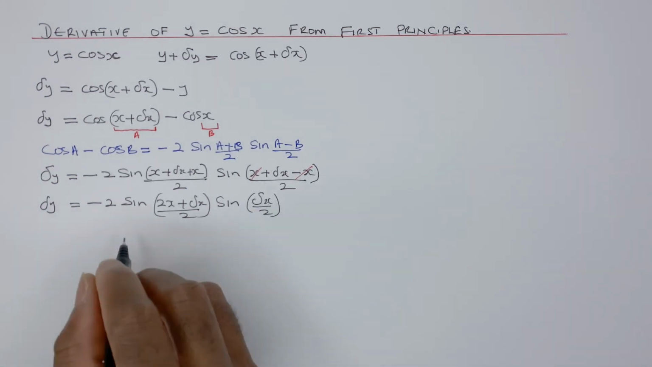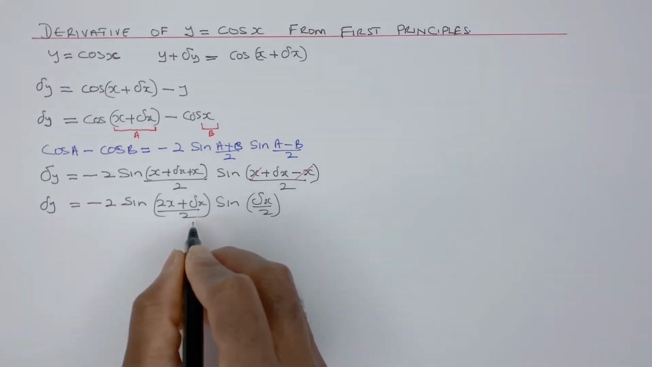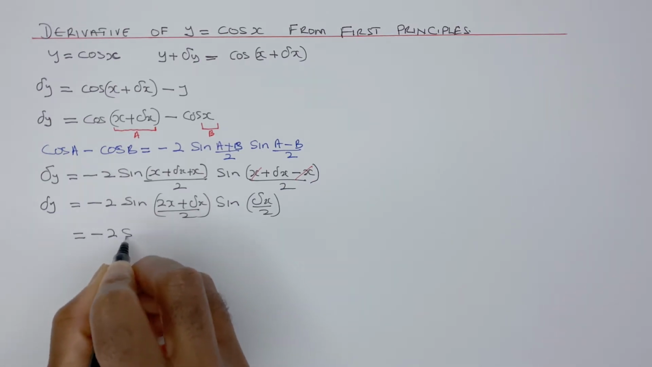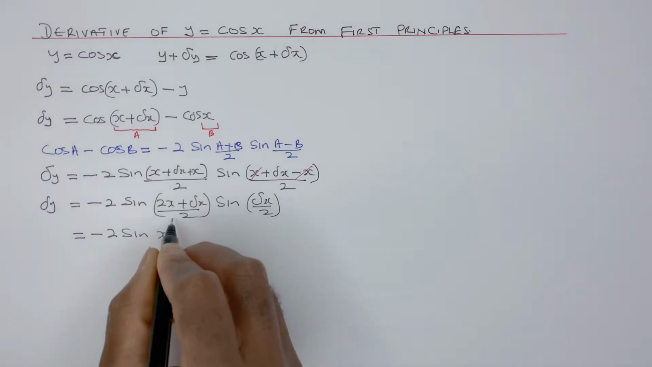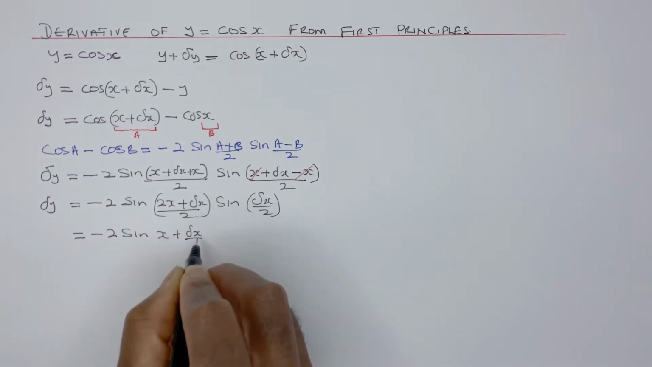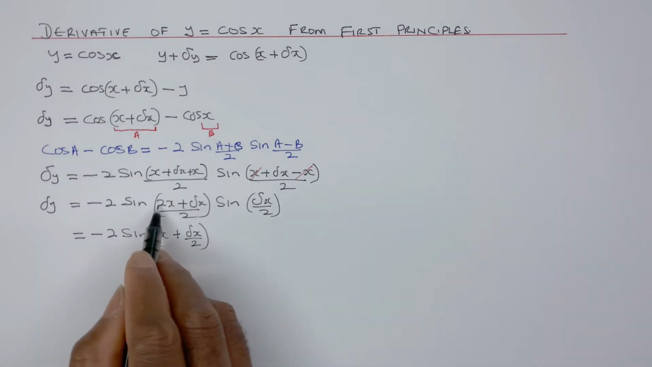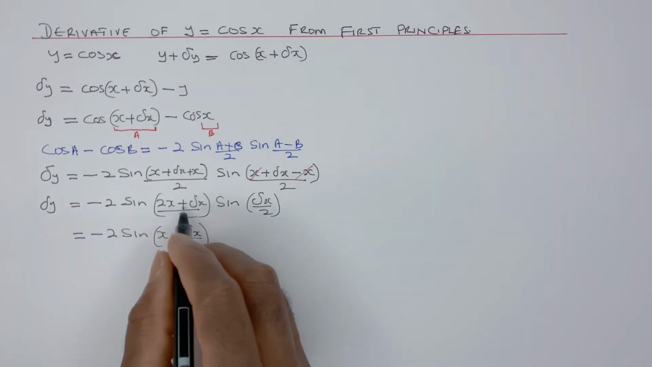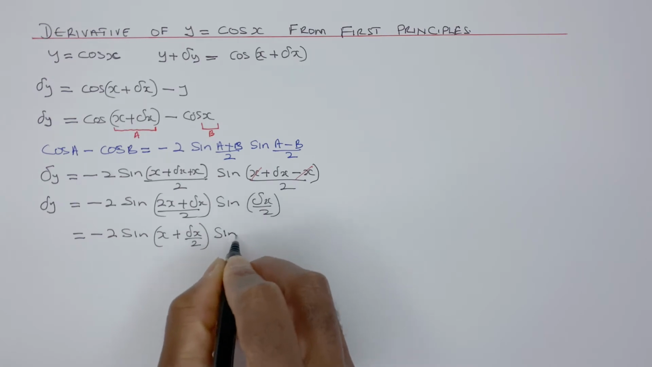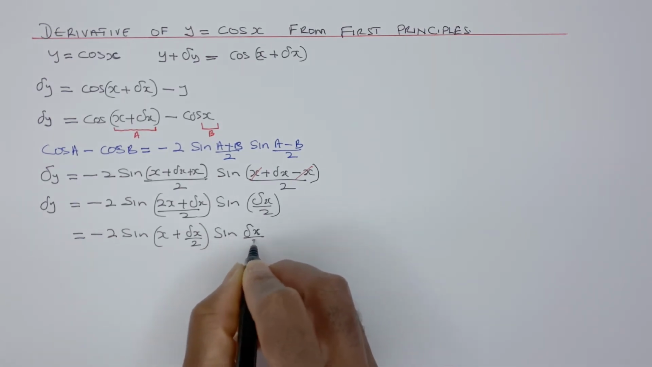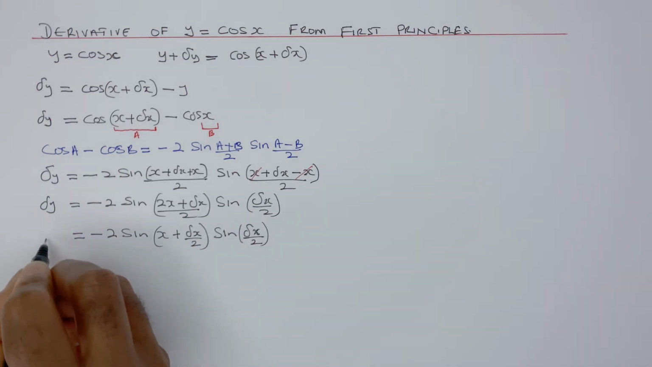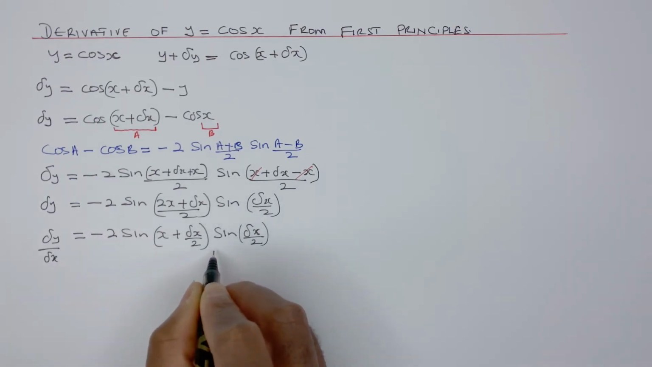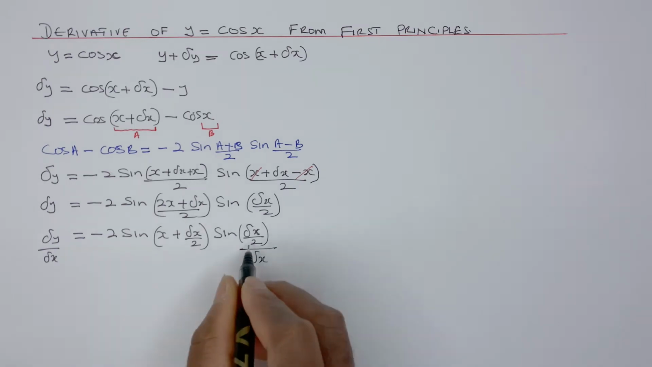Now I need to divide both sides by delta x. Well, these two will cancel each other out, so I get minus 2 sine of (x plus delta x over 2), because that's 2x over 2 plus delta x over 2, and then sine delta x over 2. And that's delta y. I need to divide both sides by delta x, so I'm going to divide that by delta x.